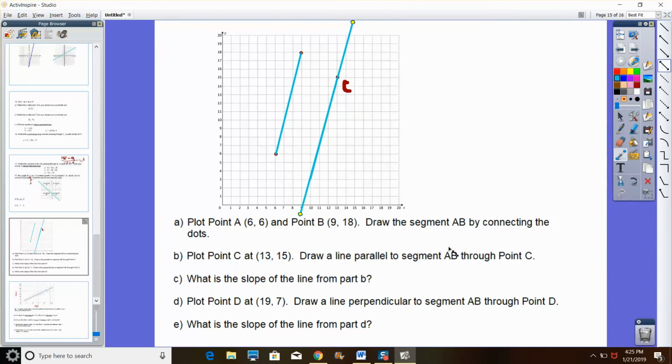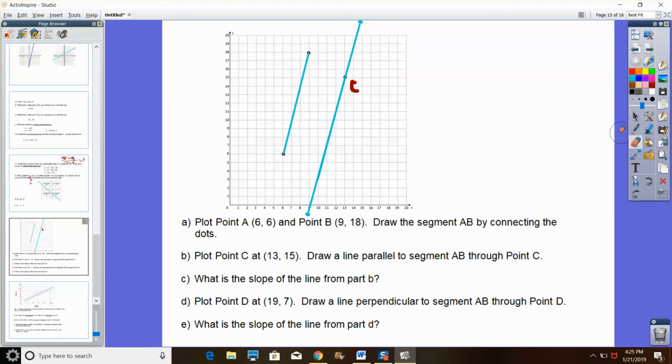All right. Good to go. Now, what's the slope of the line from part B? Well, the slope of the line would be the same as the slope from part A, since it's supposed to be parallel. So that's going to be 12 over 3, which is 4. 4 is going to be the slope. Sorry for the huge writing there. 4 will be the slope for that one. Plot a point at 19, 7, point D.